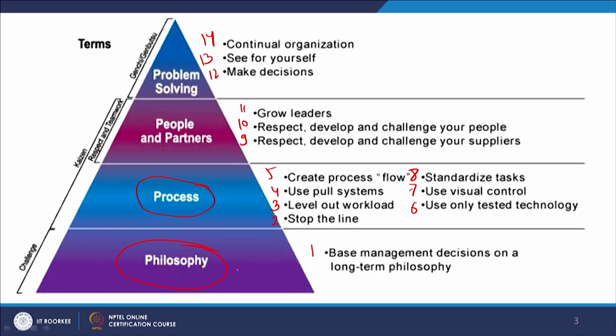When we talk of philosophy, that philosophy says that you need to have your discussions, your management decisions based on long term vision. So you need to have a long term vision which can pass from one generation to another generation, and then you can institutionalize your philosophy into the organization. That is the basic premise of Toyota production system.